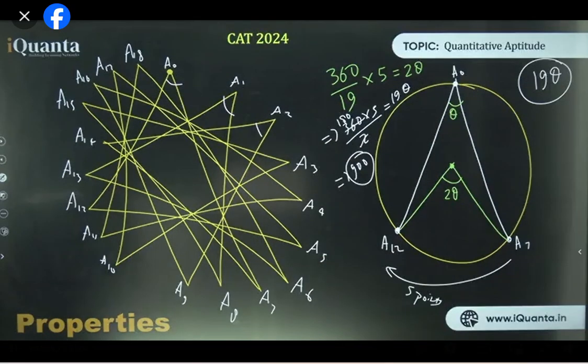How is that? Cool, no? I know the CAT people will never be able to give this question. But you know what? If people can understand this, that means they have understood each and everything about circles.